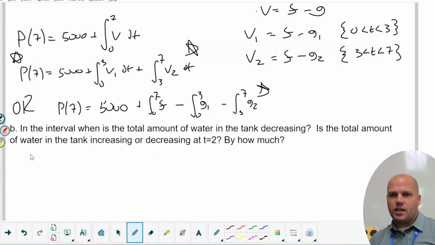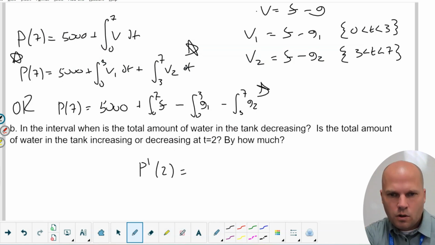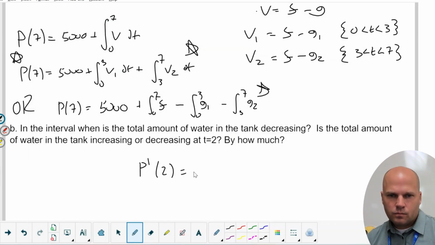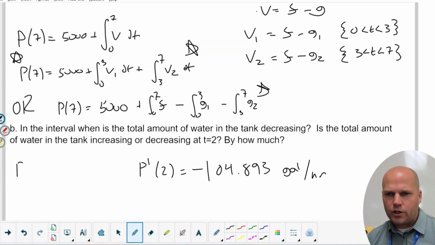It's very important to realize, P prime of 2, negative 104.893, would be in gallons per hour. You've got to realize where you are in your chart. F and G are both derivatives. They're both in gallons per hour. If you integrate it, if you accumulate it, you'll get gallons. If you take the derivative, you'll get gallons per hour.